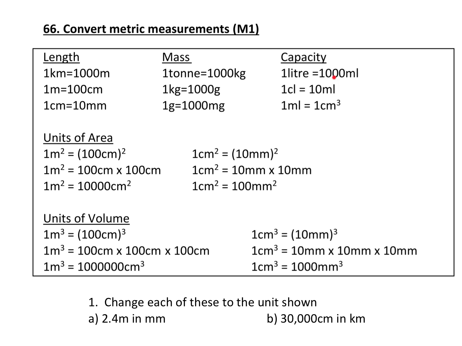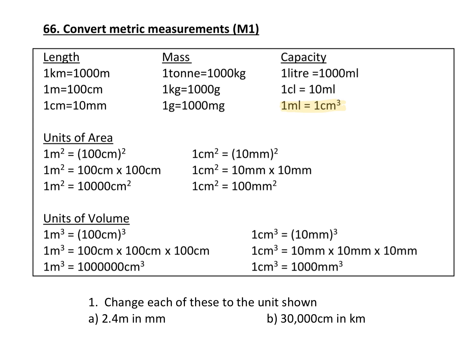For capacity, 1,000 mils makes a litre, 10 mils makes a centilitre, and this one's important if you're converting between volume and capacity. 1 centimetre cubed is a volume, 1 millilitre is a capacity. So if you ever want to convert from a volume to capacity, you have to remember that 1 mil is 1 centimetre cubed. I would definitely highlight that one for future. Obviously, you need to know the rest of them too, but that's one that's very often forgotten about.